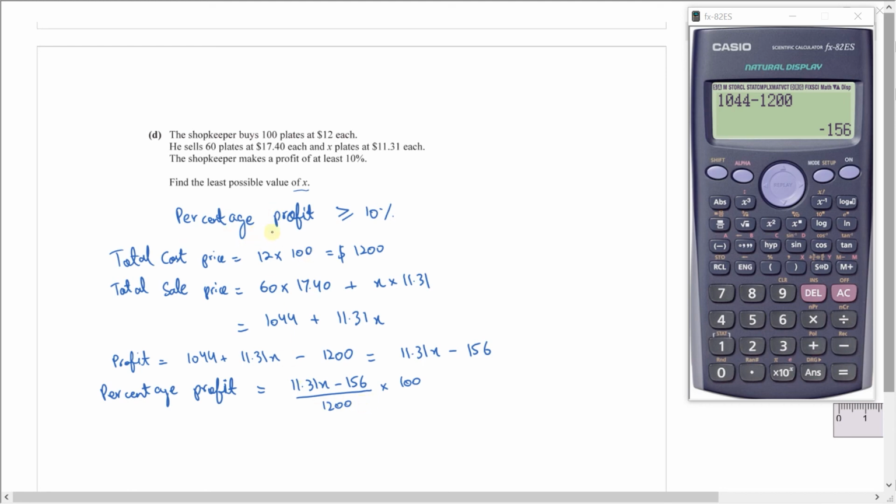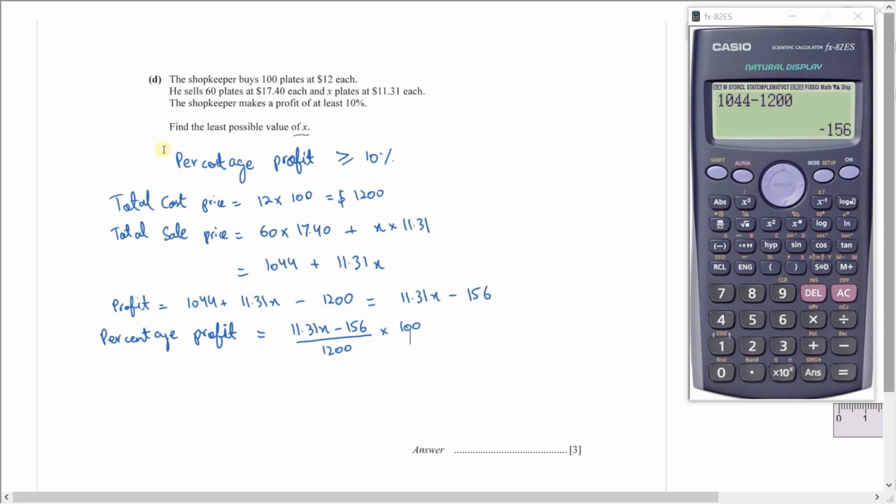And now we can substitute it here. So let me continue here. So 11.31X minus 156 over, so I can cancel these zeros out here, so this could be over 12. This is your percentage profit. It should be greater than or equal to 10%. So greater than or equal to 10. So now let's find the value of X. So if I take this 12 to the other side, I will get 11.31X minus 156 should be greater than or equal to 120.